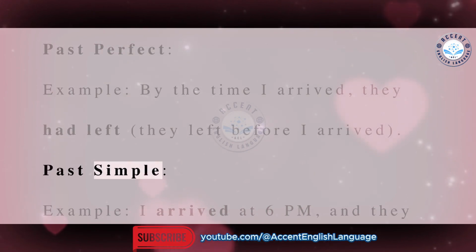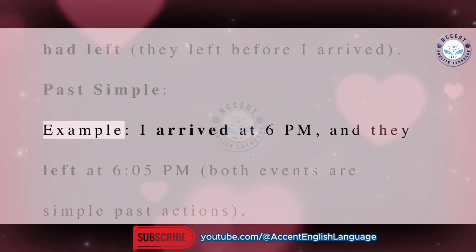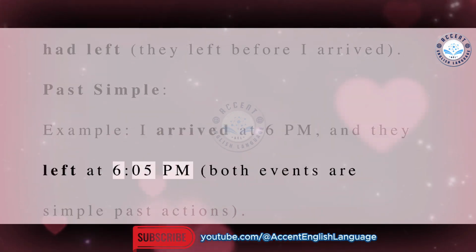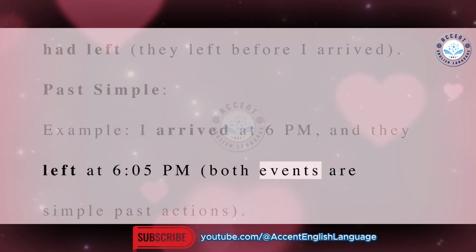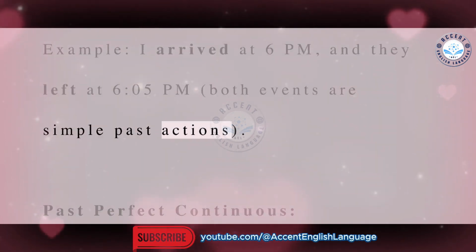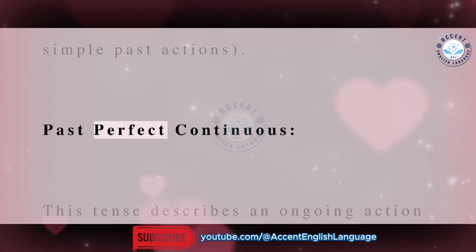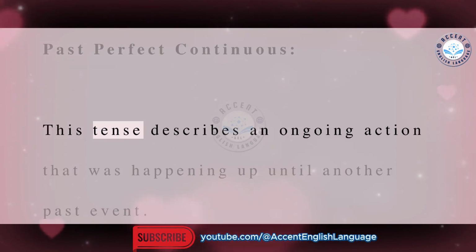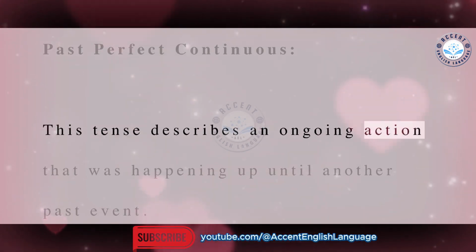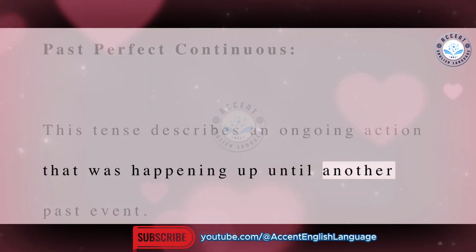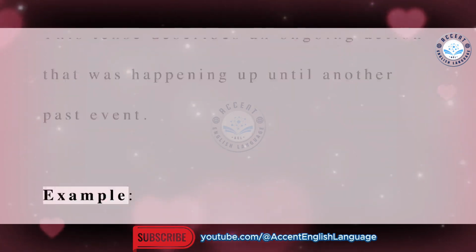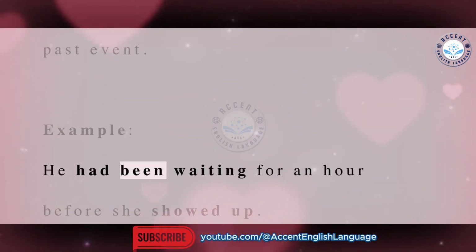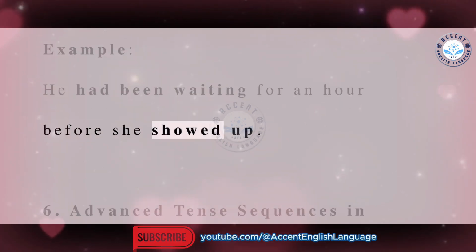Past simple. Example: I arrived at 6 p.m. and they left at 6:05 p.m. Both events are simple past actions. Past perfect continuous. This tense describes an ongoing action that was happening up until another past event. Example: he had been waiting for an hour before she showed up.